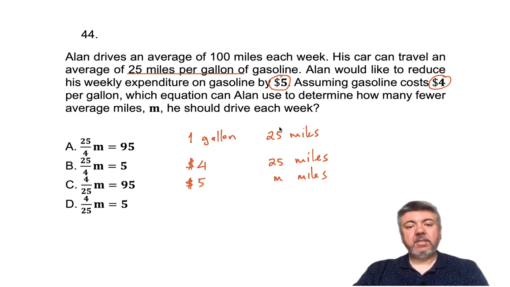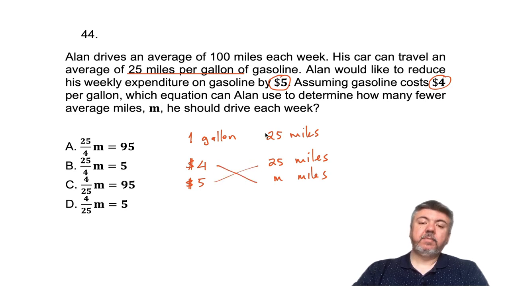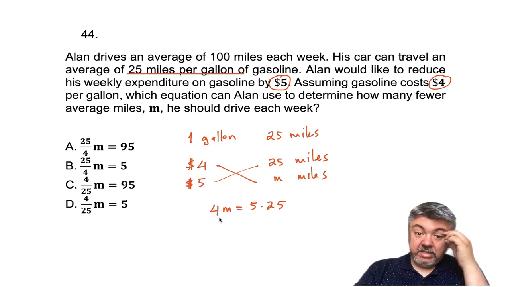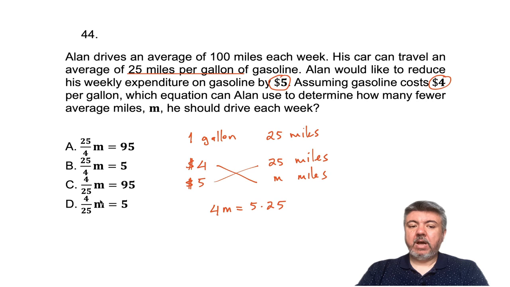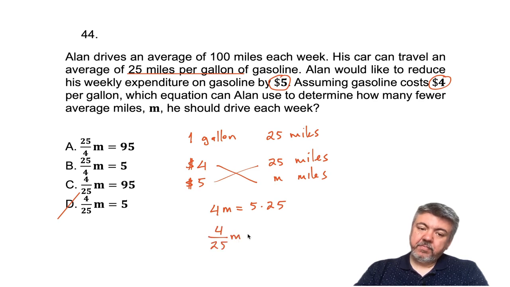Once again, 1 gallon, 25 miles. 1 gallon is $4. So with $4, he drives 25 miles. He wants to reduce the cost by $5. So how many fewer miles? M. So it's going to be like this: 4m equals 5 times 25. Where can I see this? 4m, 5 times 25 is in choice D. Like 4 over 25 m equals 5. That's going to work.